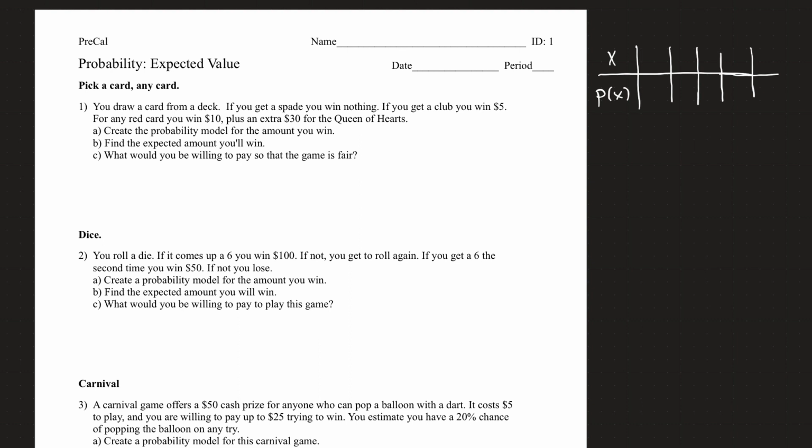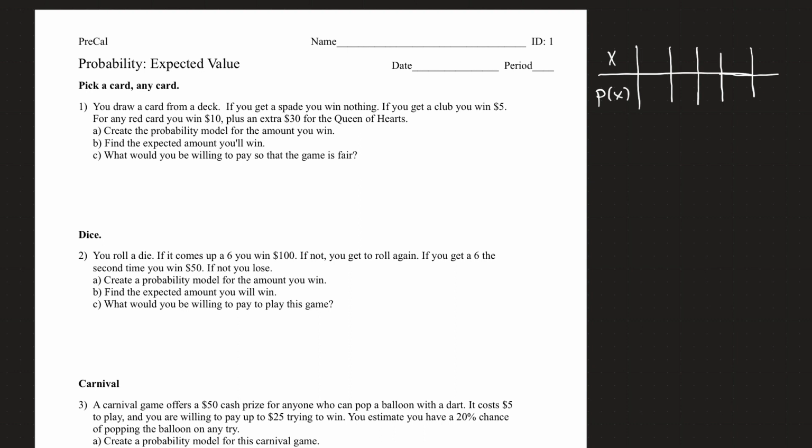So for example, if we look at number 1, it says if you draw a card from a deck, you get a spade, you win nothing. If you draw a club, you get $5. If you draw a red card, you get $10. You'll get an extra $30 if you draw the queen of hearts from the deck. Number 1A asks us to create a probability model for the amount we're going to win, right?